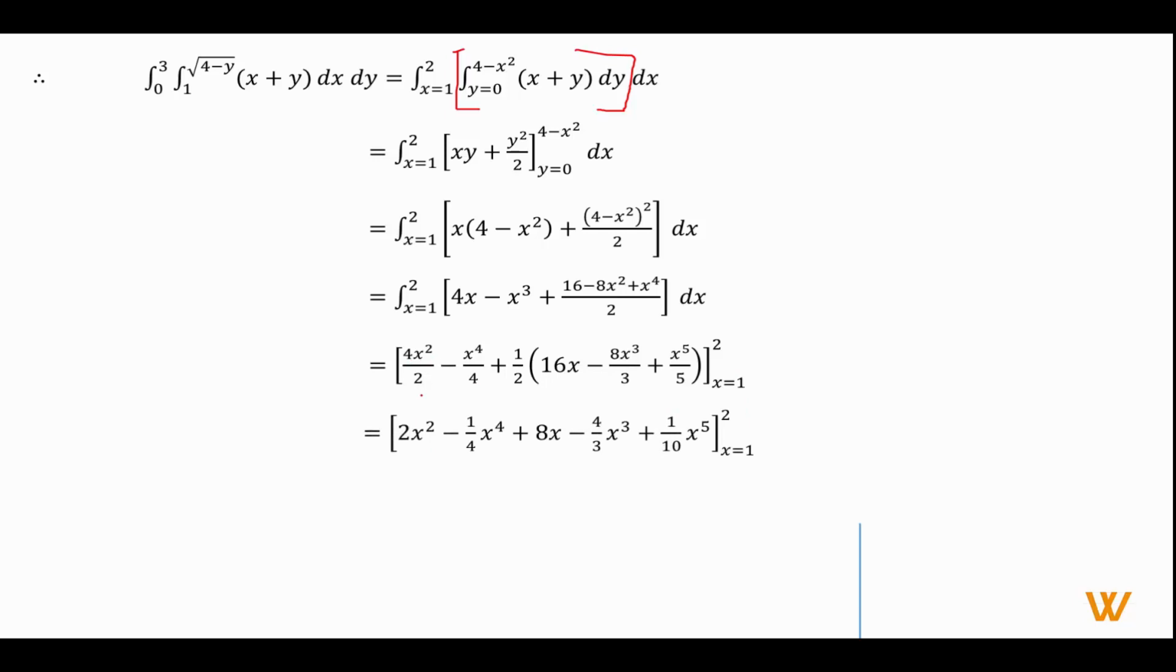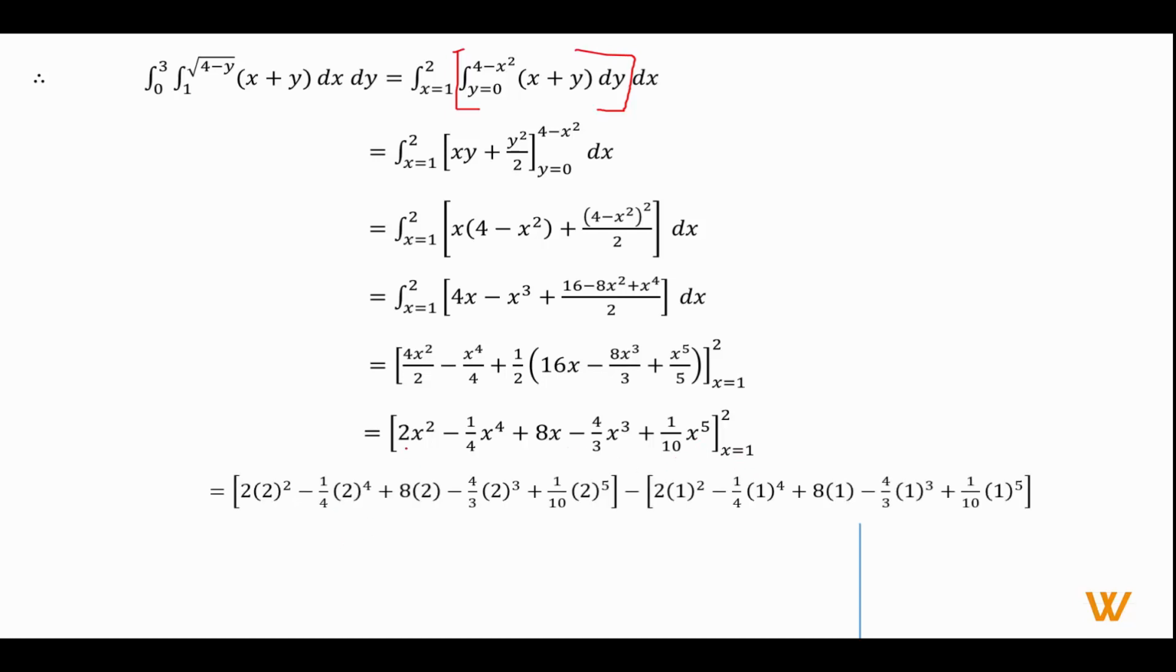get 4x square upon 2 is 2x square, minus 1 by 4 x raised to 4, plus divide by 2, so 8x, minus divide by 2, so 4 by 3 x cube, plus 1 upon 10 x raised to 5, where x varies from 1 to 2. Now first put the upper limit value of x, upper limit 2, minus put the value of x as lower limit 1, is equal to we get 2.